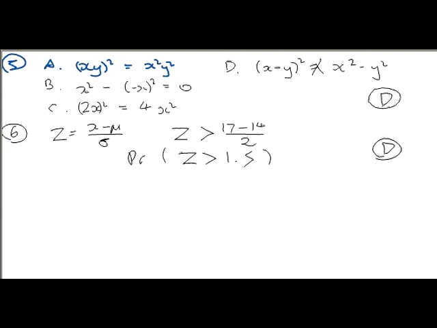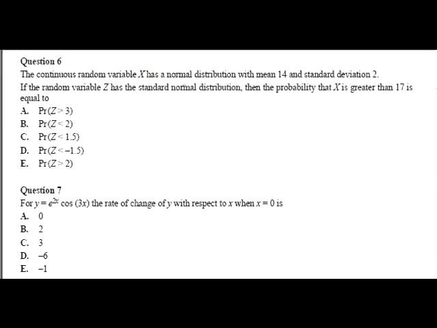So for those not clear, very, very quick little graph. Goes like this, the normal distribution, 1.5 is here, negative 1.5 is here. So this area here is going to be the same as this area here. And so you can pick either area for your probability. Okay, next question. Question 7.